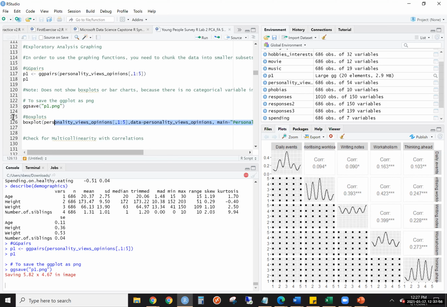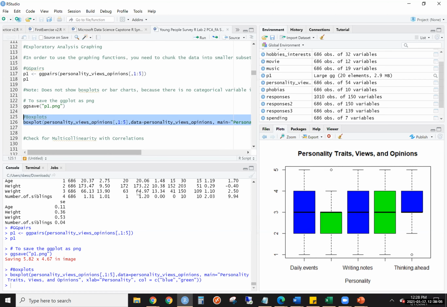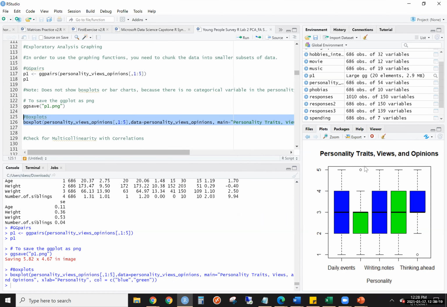We can also look at box plots. If I just look at the personality variables again, we can see different box plots. If I move this out, we can see the names for each of these. Is there a difference between people who are workaholics, between those that work ahead versus those that procrastinate or don't prioritize their workload? We can look at all that. We can also see that there are some outliers here as well.